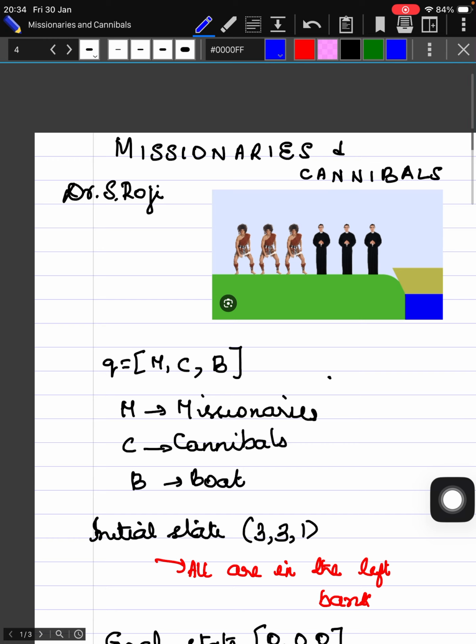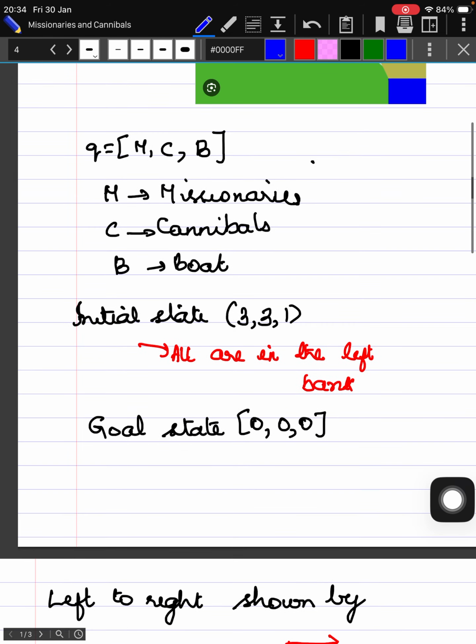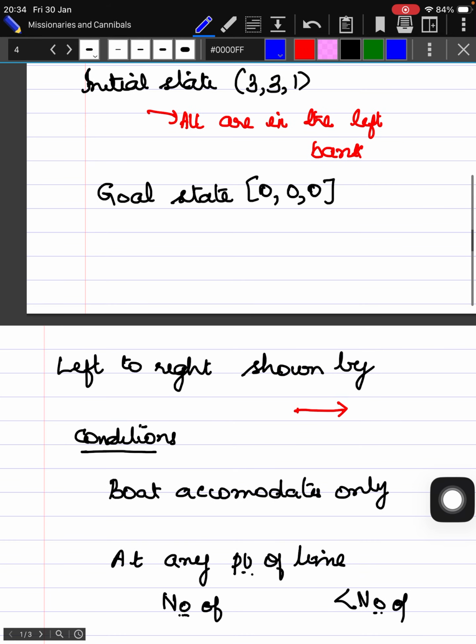Okay, so the state which is given here is Q equals M comma C comma B. M is the number of missionaries, C is the number of cannibals, and B is the boat, right? So we are assuming that initially all of them are on the left bank. So the initial state is 3 comma 3 comma 1 and the goal state should be 0 comma 0 comma 0. All of them should have crossed to the right side. Okay, so the left to right is shown by the left to right arrow and the right to left is shown by a right to left arrow.